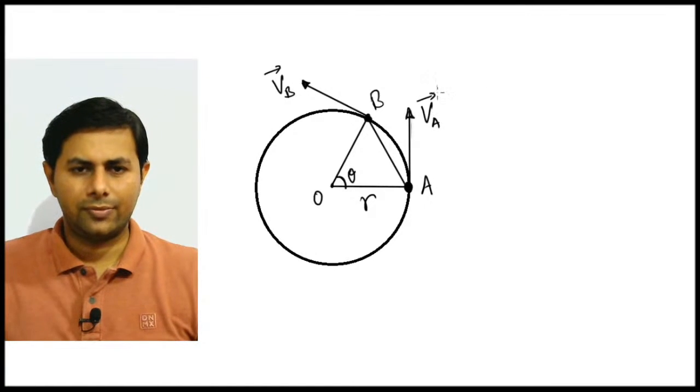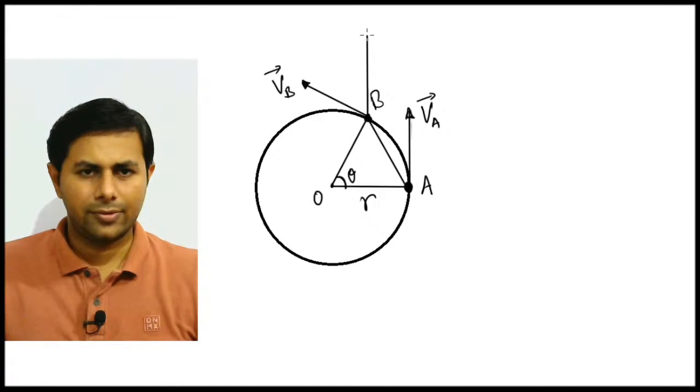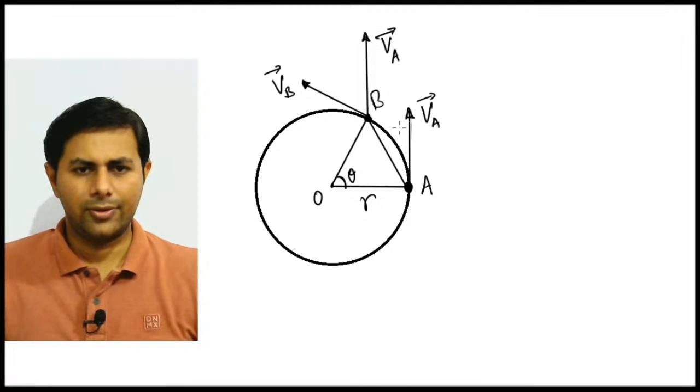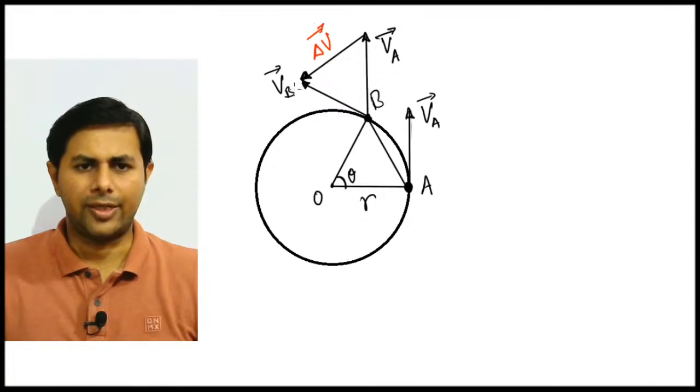So what I will do is I will take this VA bar and I will put it over here. Okay, so this is my VA bar. Okay, I have put it at point B. Now what will be VB bar minus VA bar? It will be a vector directed in this direction. Okay, so this is delta V bar.